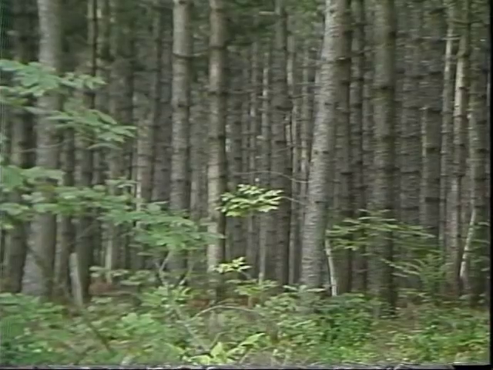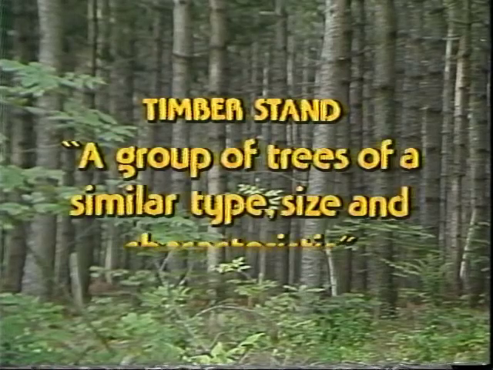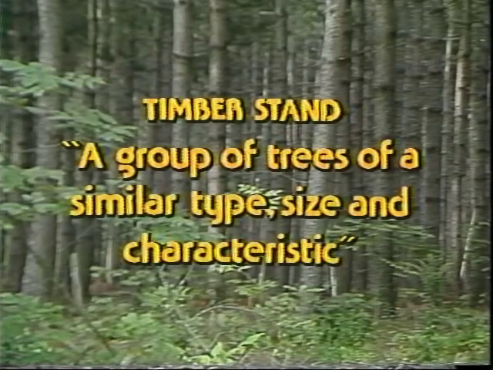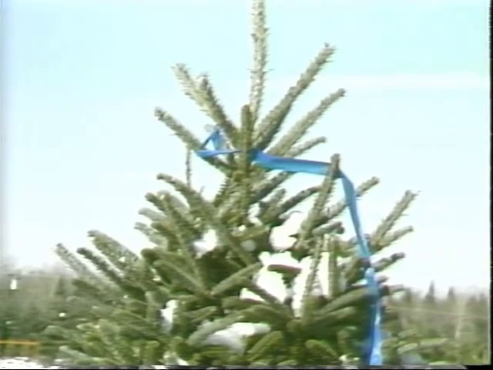And before we go any further, we should define what we mean by a timber stand. Simply stated, a timber stand is a group of trees of similar type, size, and characteristic. At this point, we should probably back up a little and remind you that in New England, we'll be working with two basic types of trees. Softwoods or evergreens are trees which keep their needles all year round, and the hardwood trees, those that turn bright colors in the fall and lose their leaves.